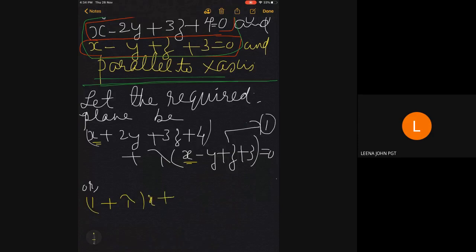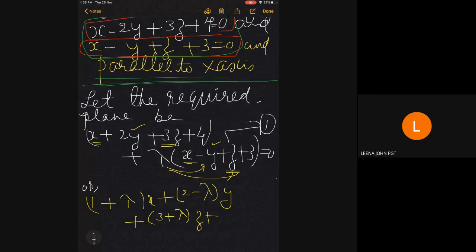Again, you take the two y terms. When you take two y terms, you get the coefficient of y as 2 minus lambda, so 2 minus lambda y plus. There are two z terms. While combining these two z terms, 3z plus lambda z, and z is taken out. So you'll get 3 plus lambda z, then plus, combining the constant terms, you get 4 plus 3 lambda equal to 0. So this is our required plane, just rearranged.